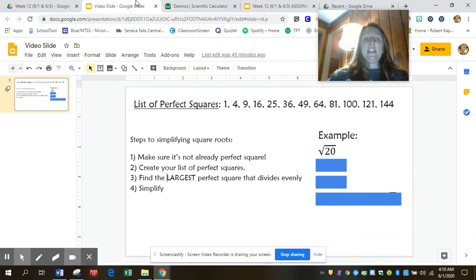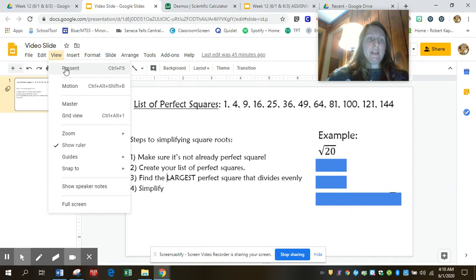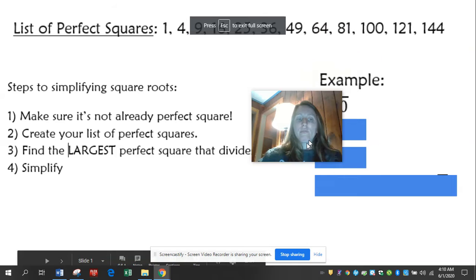But what we can do is we can actually simplify this to get the square root of 20. So here's how we do that.